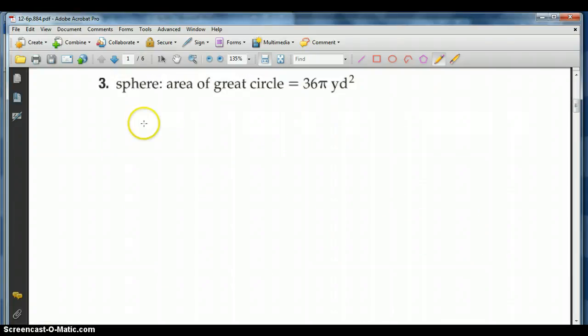And number 3, we want to find the surface area of our sphere, where the area of the great circle is 36 pi square yards. So, area of a circle is equal to pi r squared, and in this case it is 36 pi. So that's the area of our great circle.